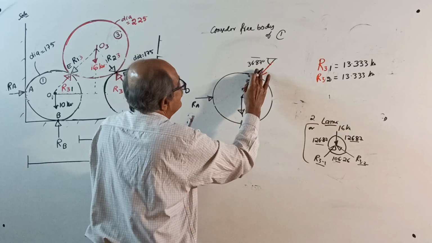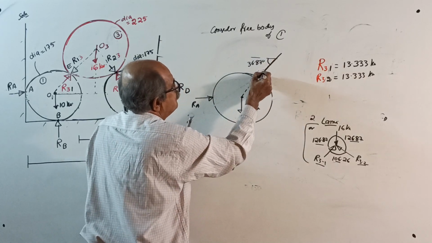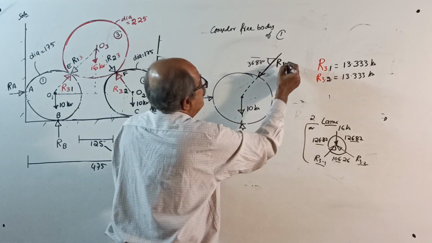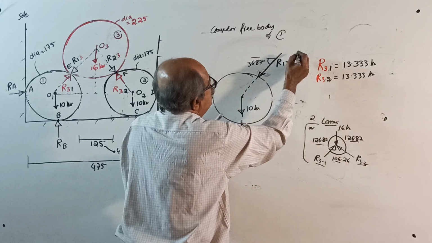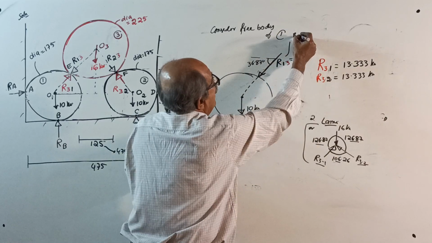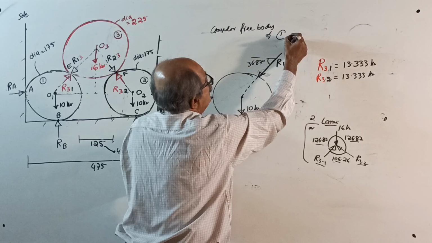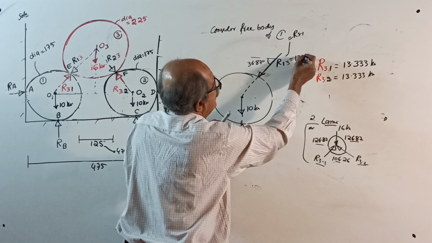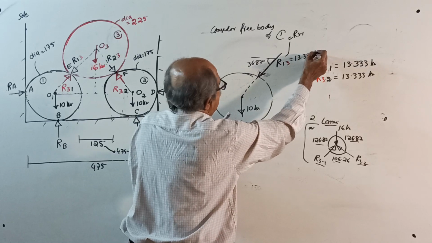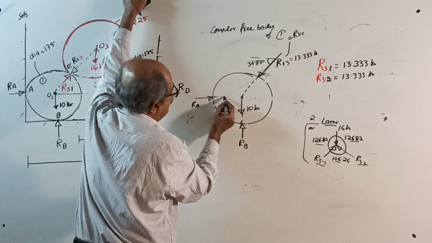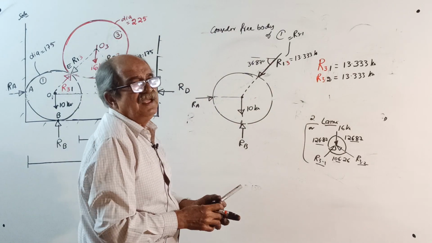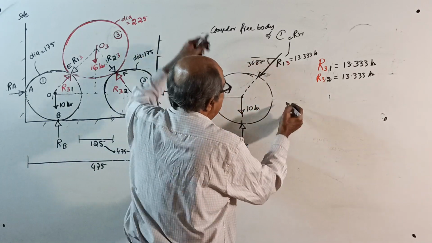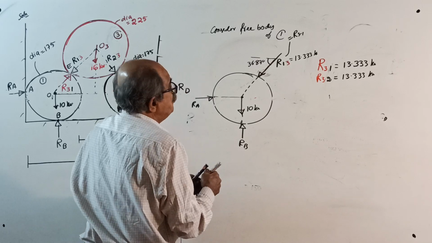Now it is not red color, it is a black color. This force R for cylinder 1 from cylinder 3, R13 equal to R31, by mutually pressing each other, is equal to 13.333 kilonewton. Now you can either apply equilibrium condition or Lami's theorem. First I'll do equilibrium condition. If you apply equilibrium condition, now you can solve.